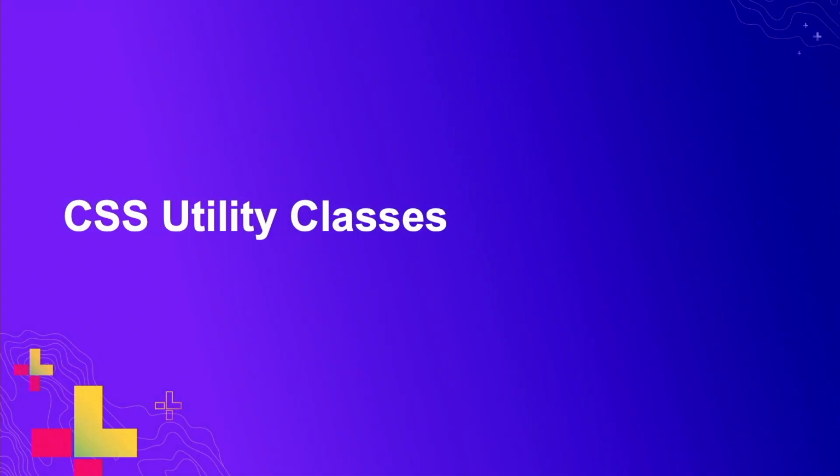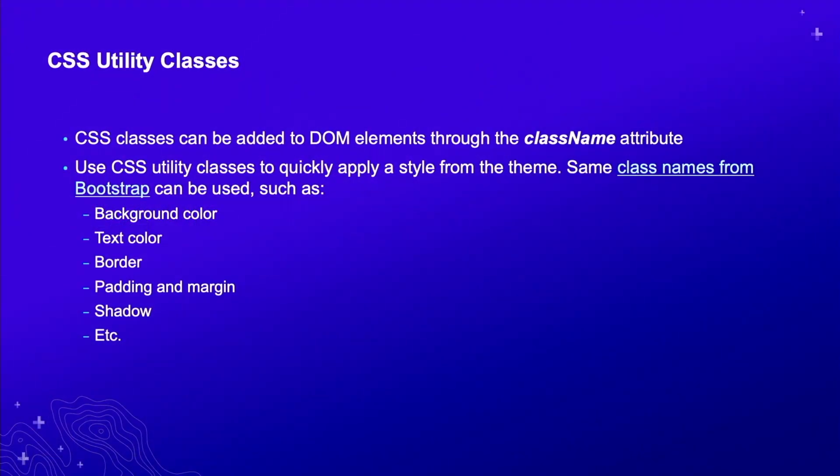And next, I'm going to talk about the CSS utility classes. These CSS utility classes are generated from the core theme variables. And these classes can be easily added to any DOM element through the class name attribute. Since each of these classes is bound to one theme variable, it is convenient to make your app's UI consistent by adding these classes to your UI.